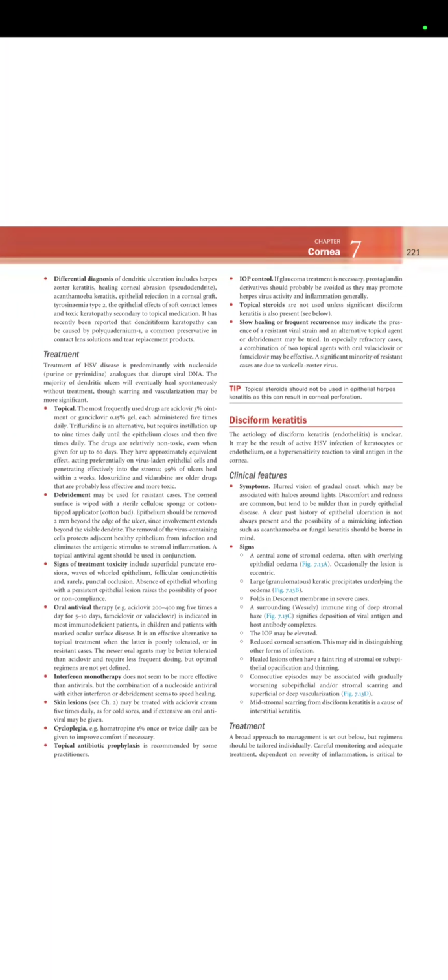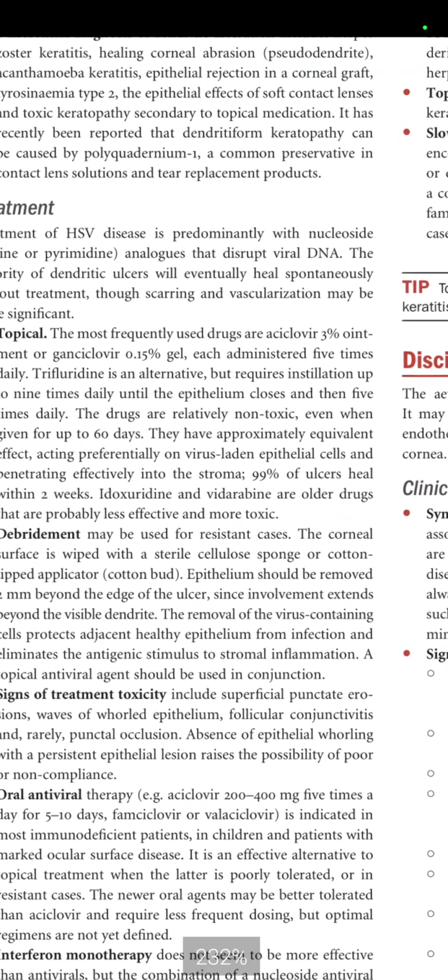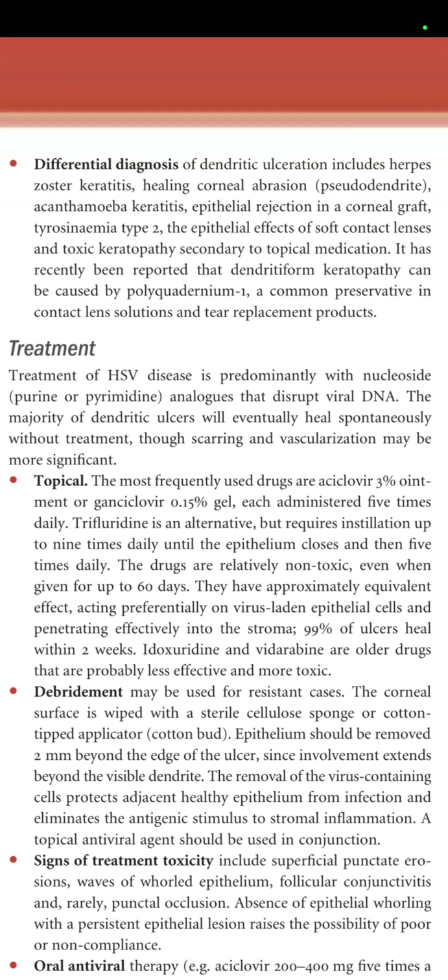So what are the differential diagnoses of dendritic ulceration? The differential diagnoses of dendritic ulcerations include herpes zoster keratitis, healing corneal abrasion, pseudodendrite, acanthamoeba keratitis, epithelial rejection in a corneal graft, tyrosinemia type 2, epithelial defects of the soft contact lenses, and toxic keratopathy secondary to topical medication. So these are all differential diagnoses you can keep in mind in case of a viral keratitis.